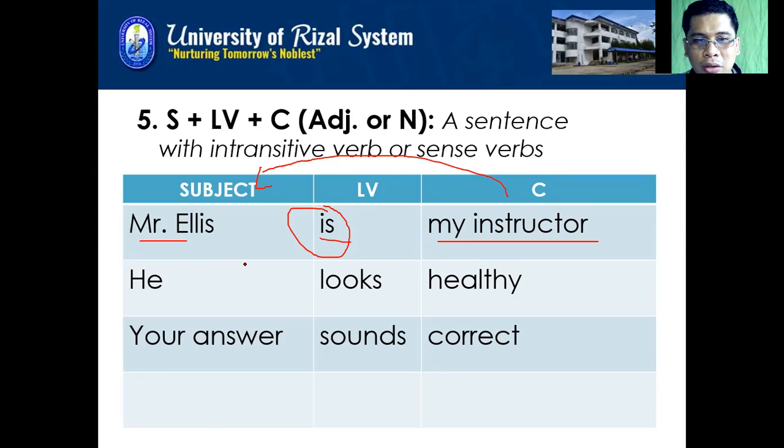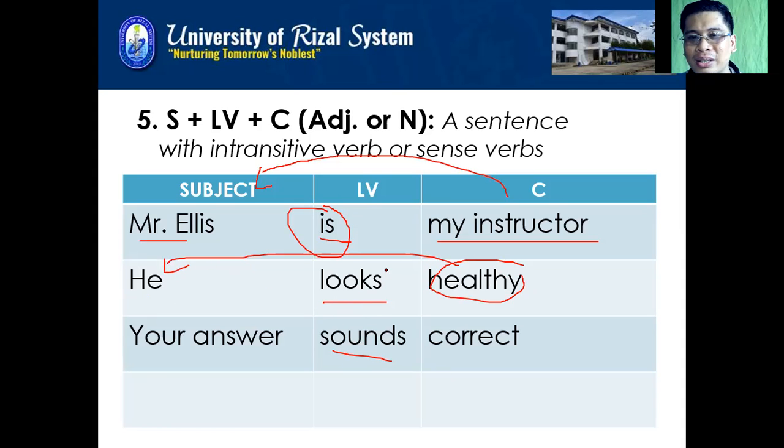Now let's make use of a sense verb in our two remaining examples. He looks healthy. So "healthy" here is describing our subject, "he." Our sense verb here is "looks." The reason it's a sense verb is because "looks" has something to do with our sense of sight. Your answer sounds correct. Although "sounds" is metaphorical, it is still a sense verb here. So "correct" here is describing the answer.